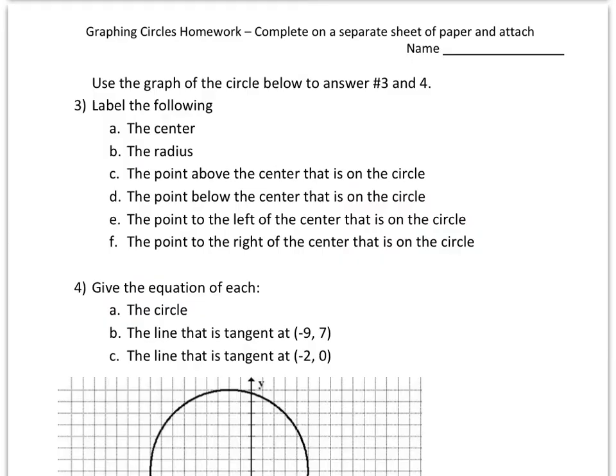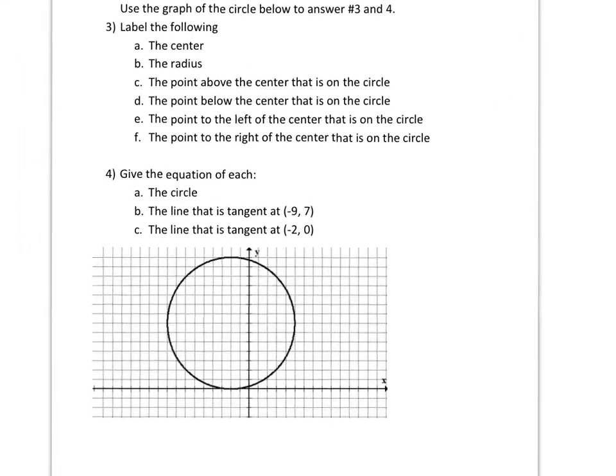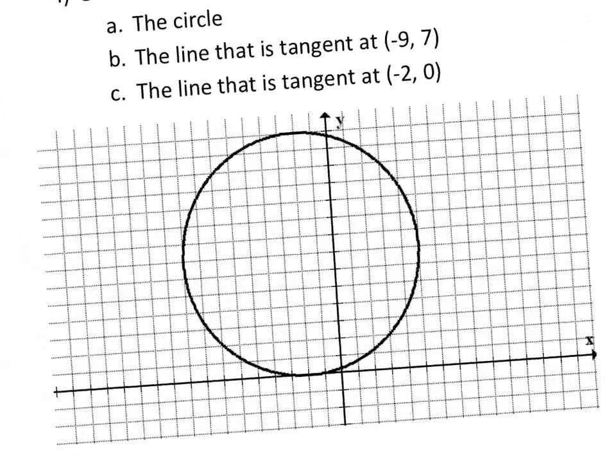For numbers 3 and 4, look at the graph at the bottom of the page. You'll see a graph of a circle right there, and this is the circle that you want to use for numbers 3 and 4. For number 3, you have to label the center and the radius. So let's start with that. I'm going to expand this.